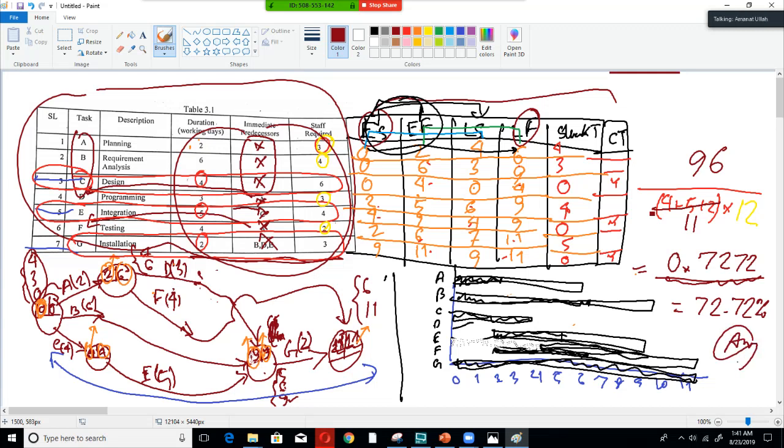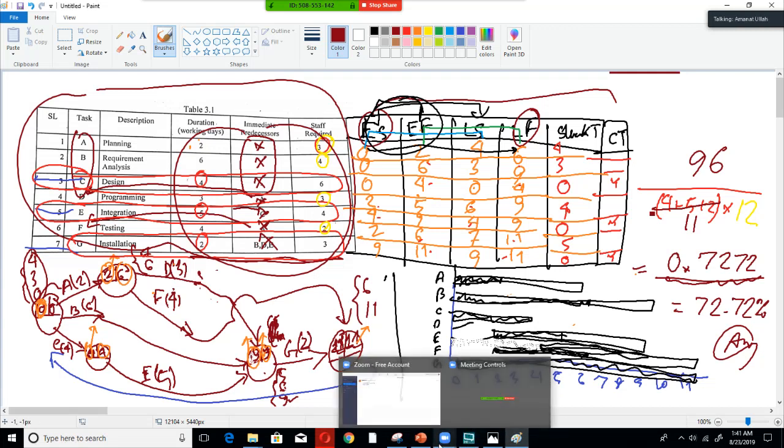So this was the second math done. That was the second example of CPM. Let me pause.